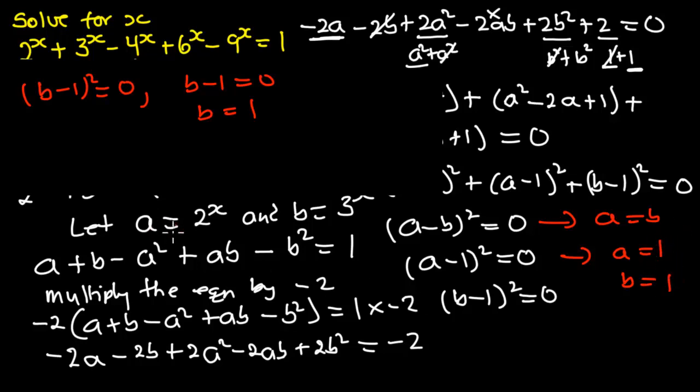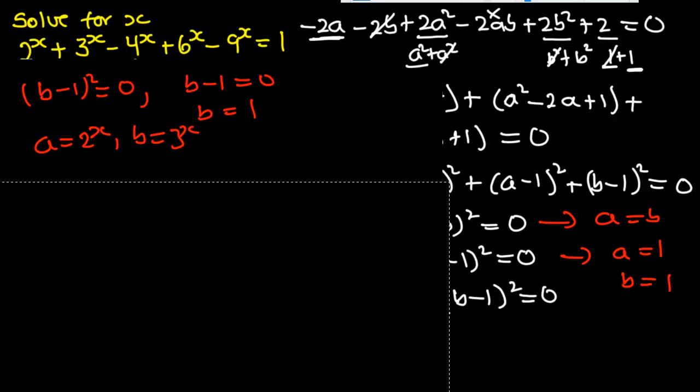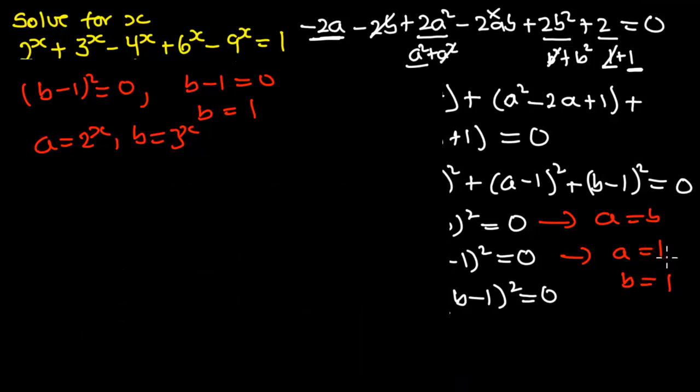But don't forget, from this side we let a be equal to 2 to the power x, and then b be equal to 3 to the power x. And so we are now having a equal to 1. So we are going to have 1 equal to 2 to the power x. And so we can rewrite 1 as 2 exponent 0 is equal to 2 to the power x. And so from here x will be equal to 0. And so we are having x equal to 0 as our answer.